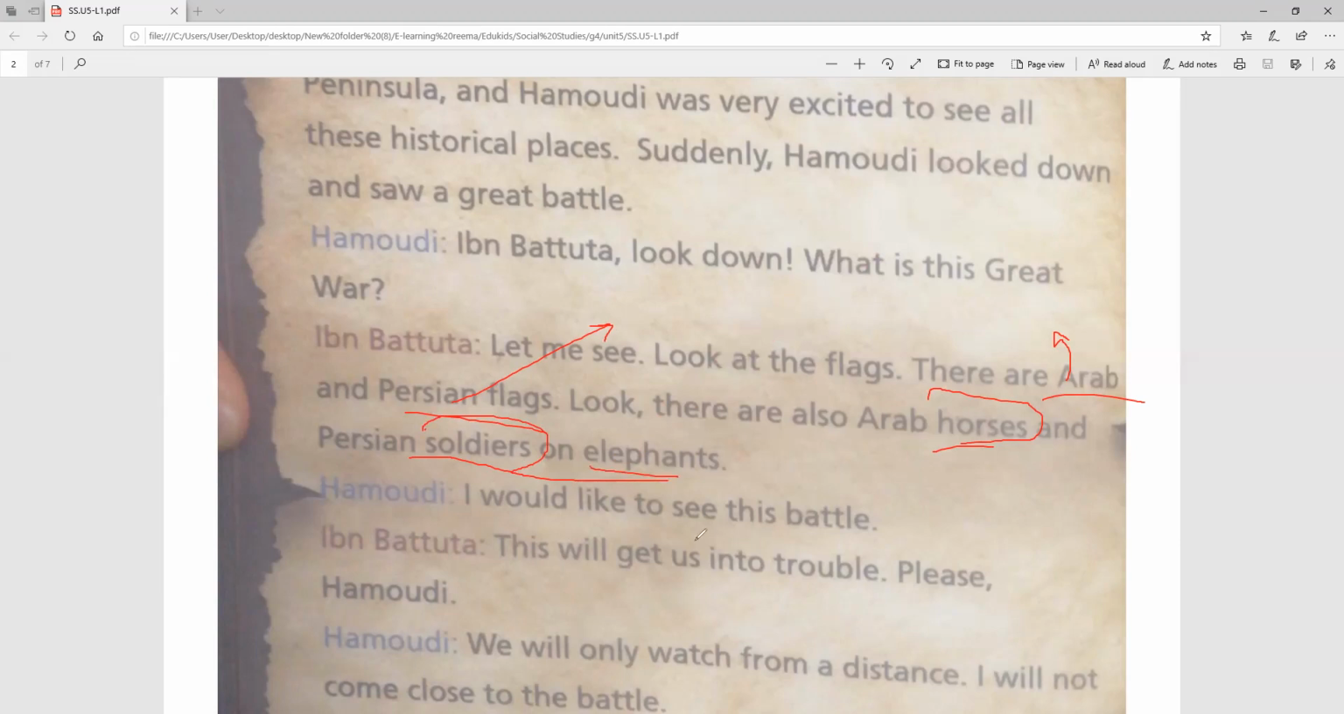Hamoudi: I would like to see this battle, Ibn Battuta. Ibn Battuta: This will get us into trouble. Please, Hamoudi. Hamoudi promised we will only watch from a distance.